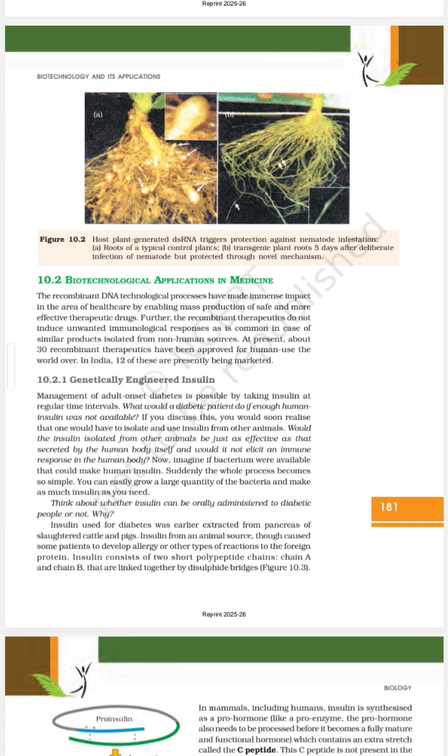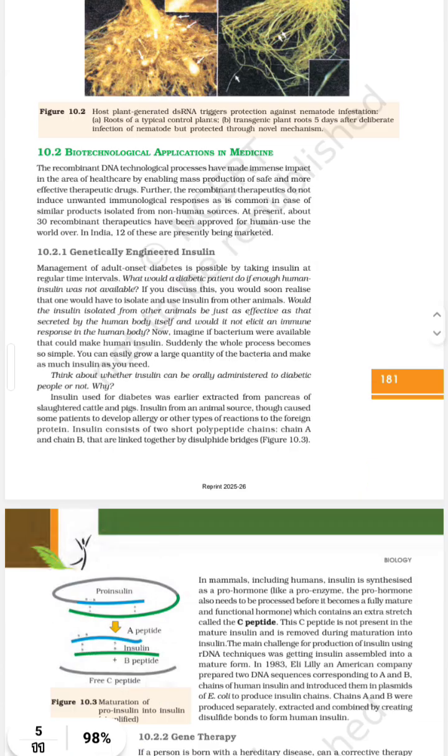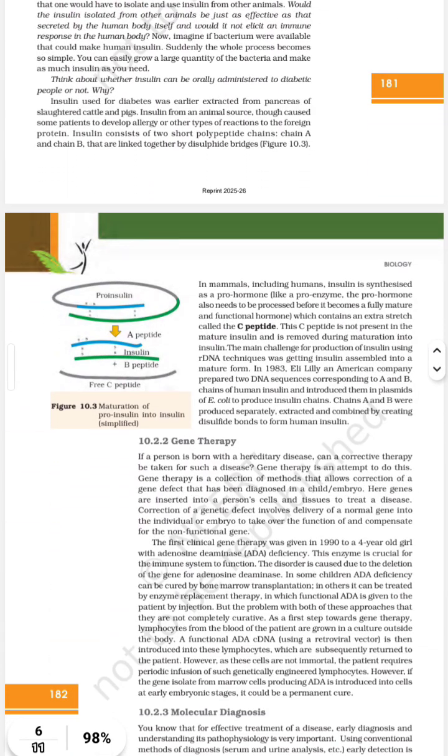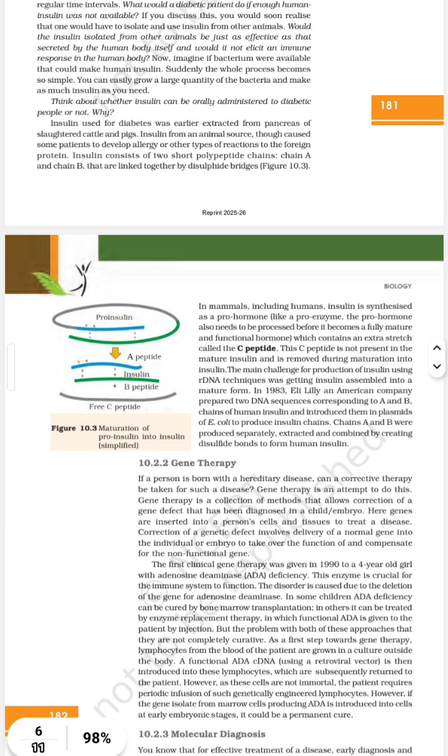Insulin used for diabetes was earlier extracted from the pancreas of slaughtered cattle and pigs. Insulin from an animal source, though, caused some patients to develop allergy or other types of reactions to foreign protein. Some patients developed allergies against this foreign protein.